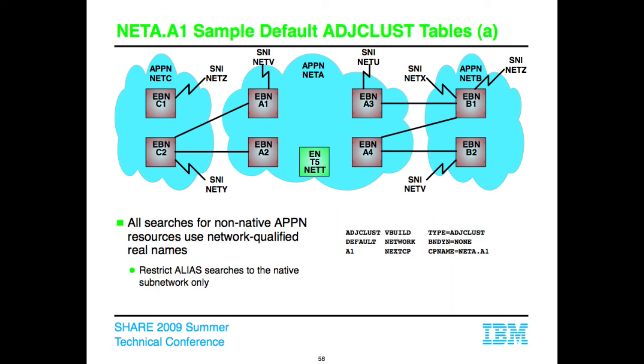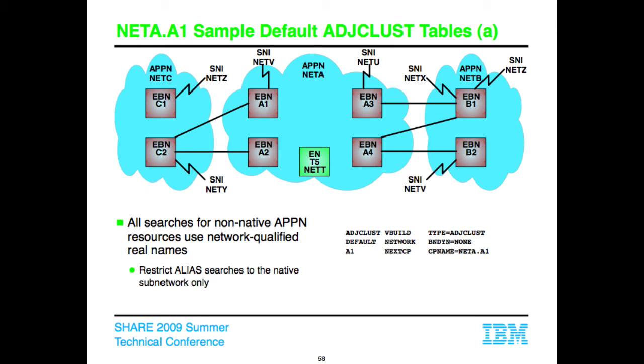We're going to define a sample default adjacent cluster table. Remember, the default adjacent cluster table is used when you've got alias searching. And we can make a couple of assumptions. We can assume that whenever we have an alias search, we only want to search our own network, because I've already predefined everything cross-network as a CD or a C, so all of those searches should be network qualified, and I should pick a different table than my default table. So in the first example, all the searches for non-native APPN resources use network qualified real names, so we would never be using the default table to search for something outside our network.